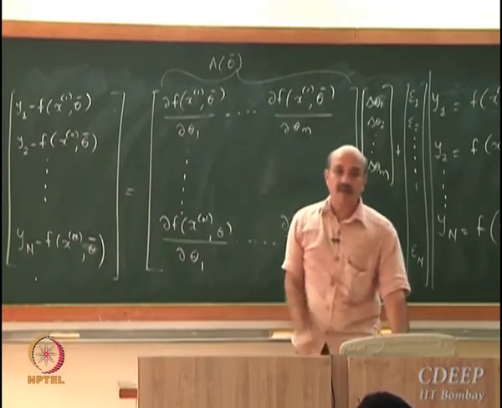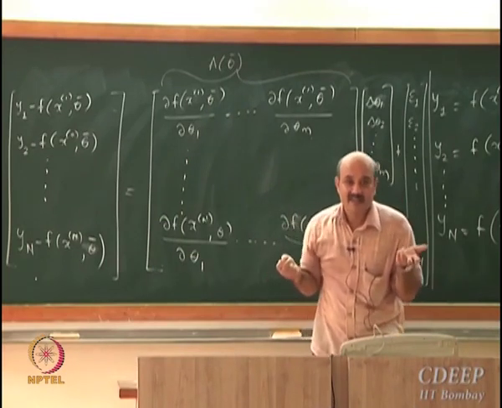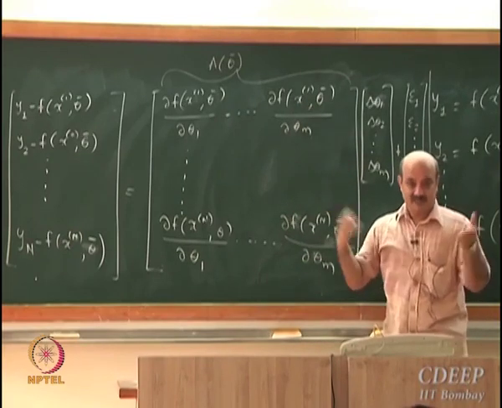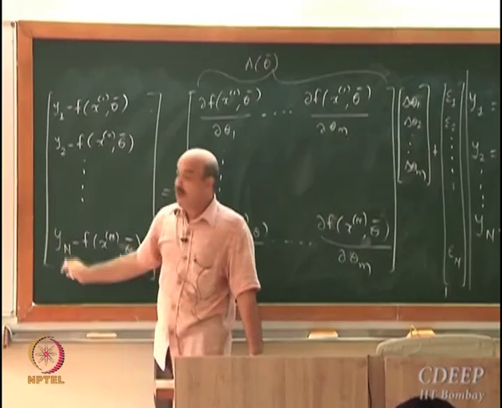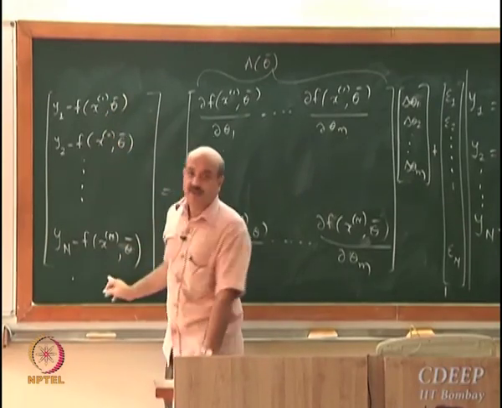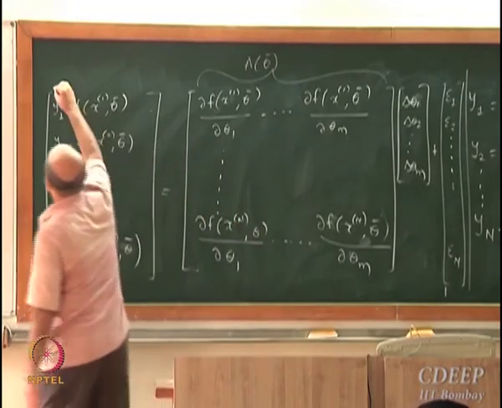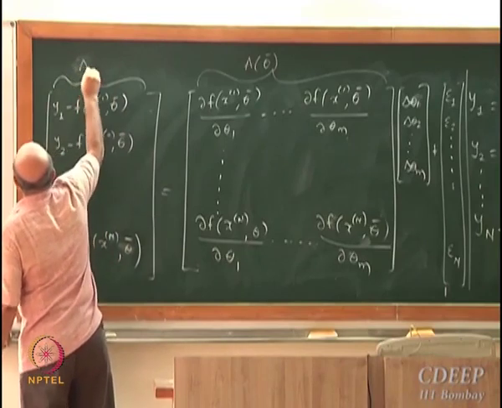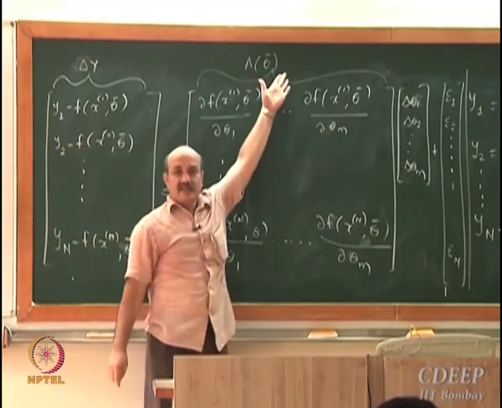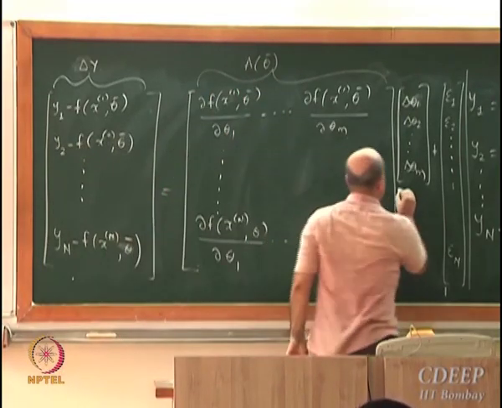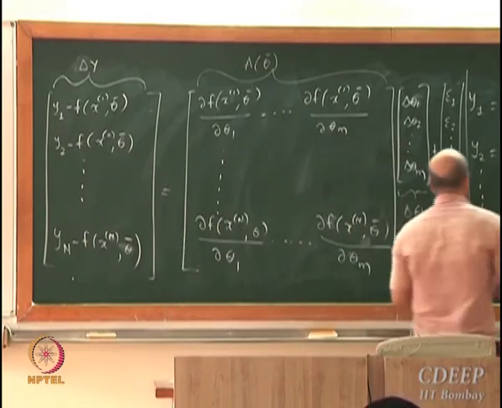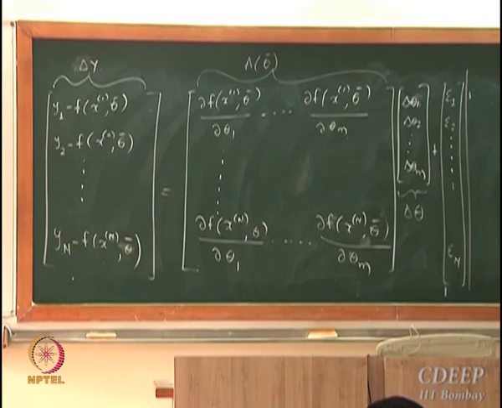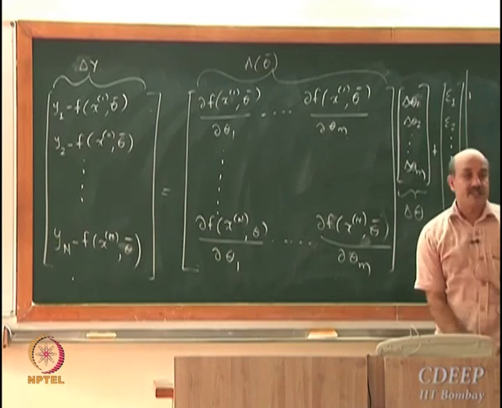A of theta bar. Why theta bar? Because theta bar is a guess. So this matrix is a function of your guess. But if you give me this equation, here y1 to yn is known. Theta bar is a guess, so this part F is known. So this vector is known. Let's call this vector delta y. Let's call this matrix A theta. Let's call this vector delta theta. Then we know how to solve this. We know how to get least square estimates of delta theta, isn't it?